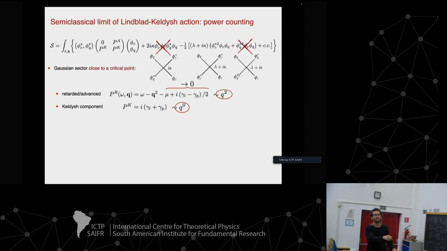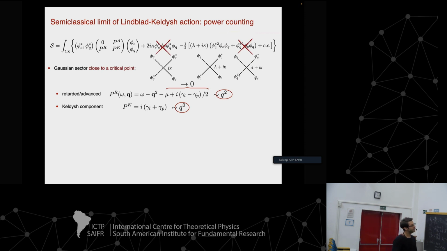Never mind about this. It's a rotating frame. You can forget about it. I should have put it to 0 to make it simpler. This function starts to scale with q squared. Conversely, this function here is a constant. There's nothing special. If gamma loss equals gamma pump, that's just twice gamma loss. So there's nothing special about this function at the critical point.